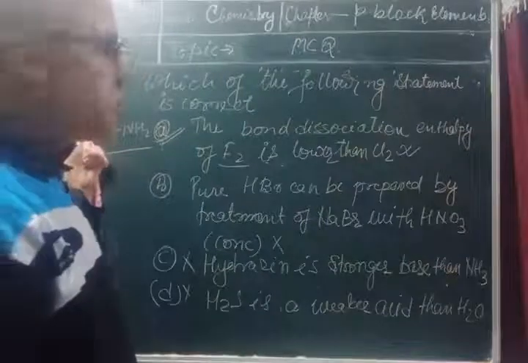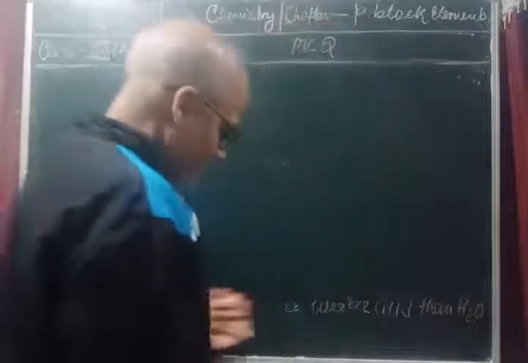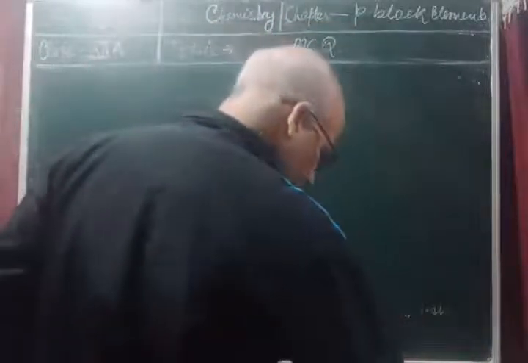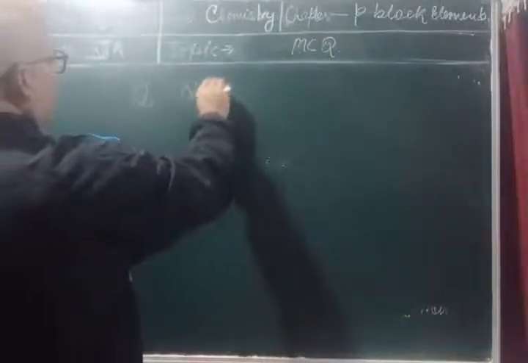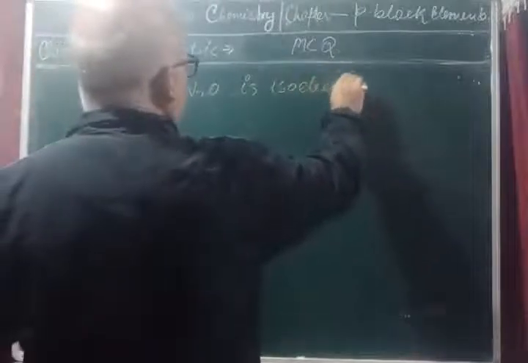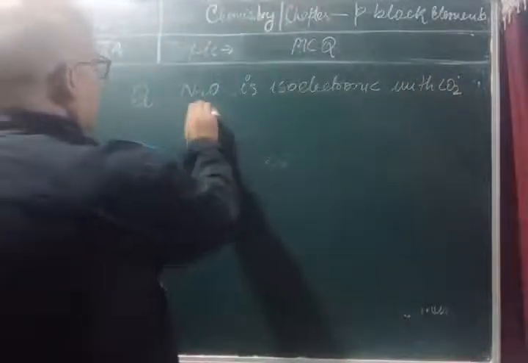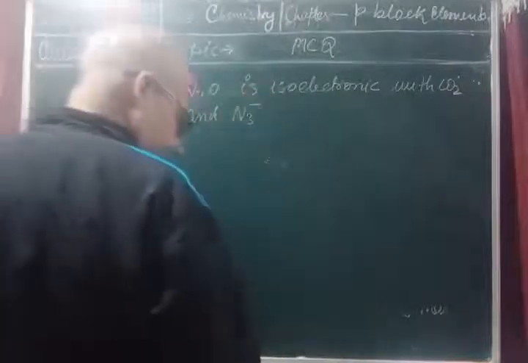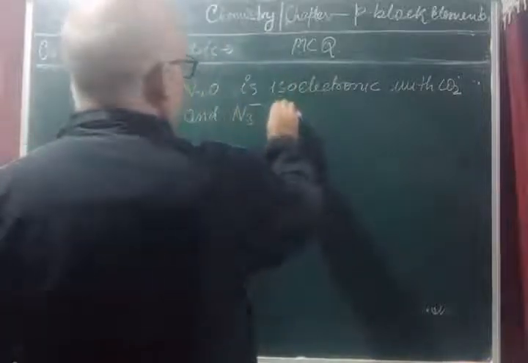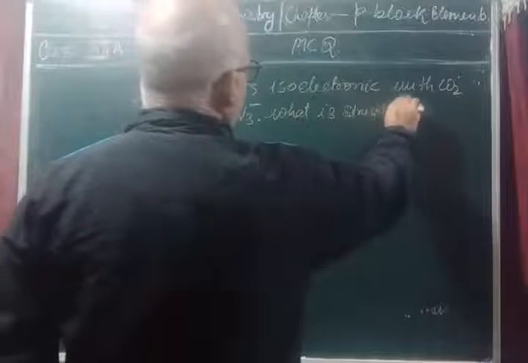Now we will come to the next question. The question is that N2O is isoelectronic with CO2 and N3 minus. What is the structure of N2O?